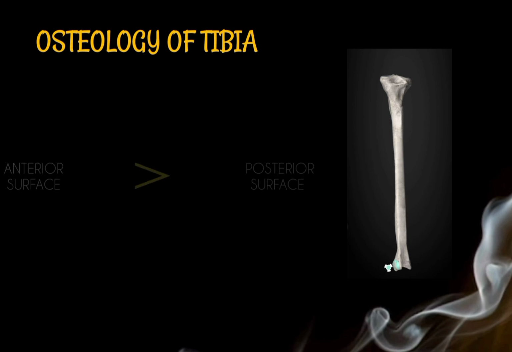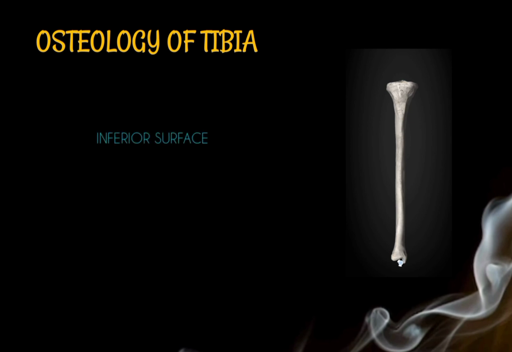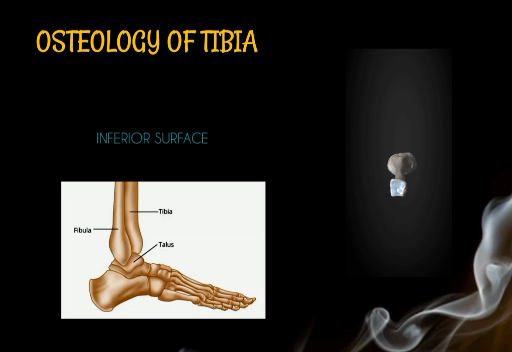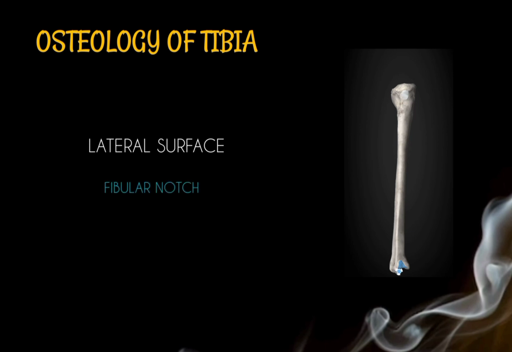Further, you will see that the anterior surface is larger than the posterior surface, and on the inferior surface over here, this is the inferior articular facet, and it articulates with the talus to form the ankle joint. And on the lateral surface, you will see the triangular facet that is termed the fibular notch, where the fibula articulates inferiorly to form the inferior tibiofibular joint.